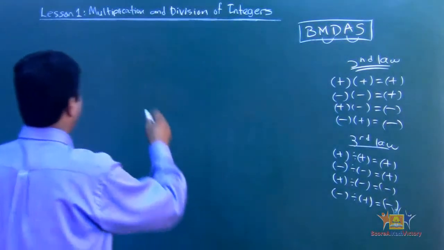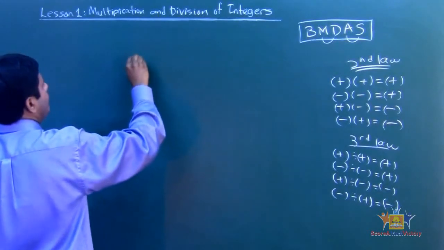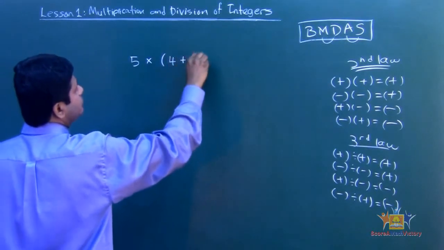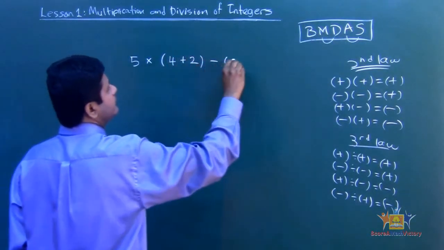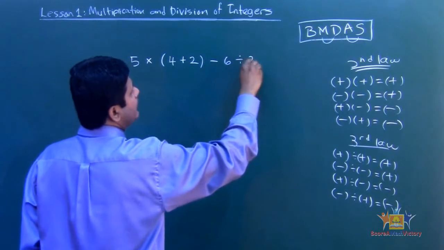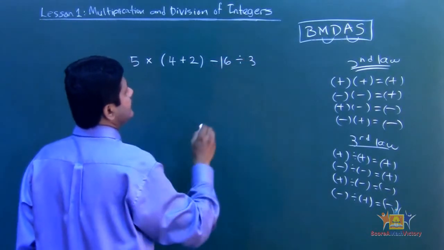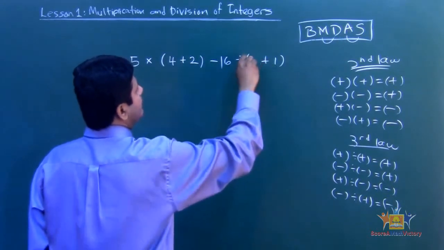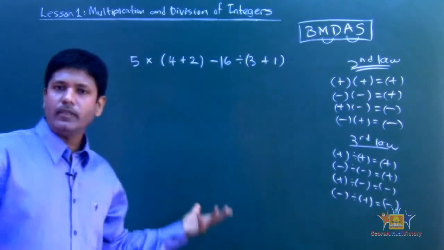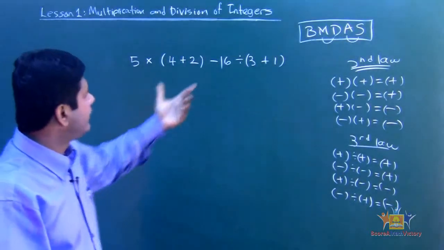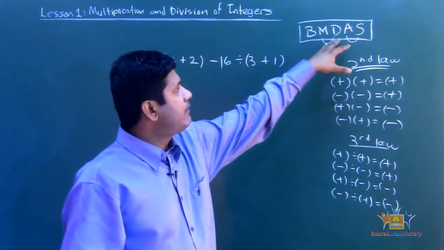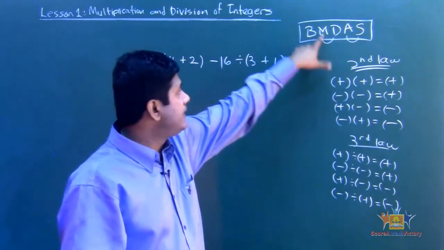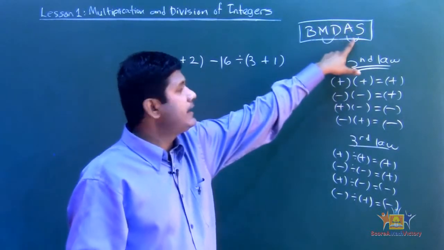Okay, so let's say, for example, Mr. Mac gives you 5 times 4 plus 2 minus 16 divided by 3 plus 1, with a bracket. How do you do it? Okay, so let's look at that. BEDMAS: that means bracket has to come first, and then multiplication, division, and then addition and subtraction.